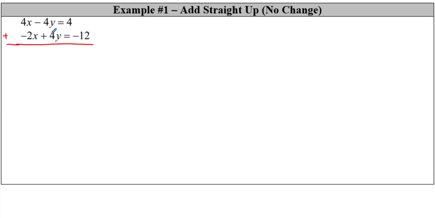So since these ones are already presented this way, this is why we add straight up. We can just add these 2 equations together, and we will actually eliminate one of these variables. So let's go ahead and do that.